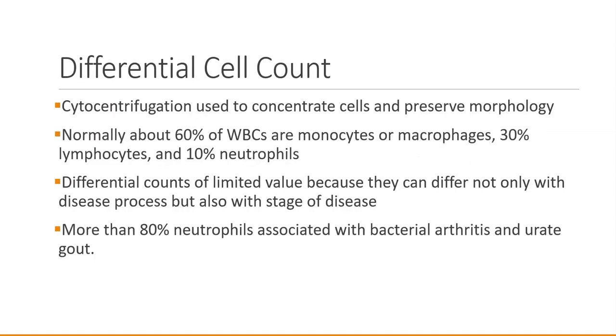For a differential cell count, cytocentrifugation is used to concentrate the cells and preserve the morphology. Normally about 60% of the white cells are monocytes or macrophages, 30% are lymphocytes, and 10% are neutrophils. Differential counts are of limited value because they can differ not only with the disease process but also with the stage of disease. So again, we take this into consideration in the big picture in combination with other laboratory test results. If more than 80% neutrophils are present, this is associated with bacterial arthritis and urate gout.